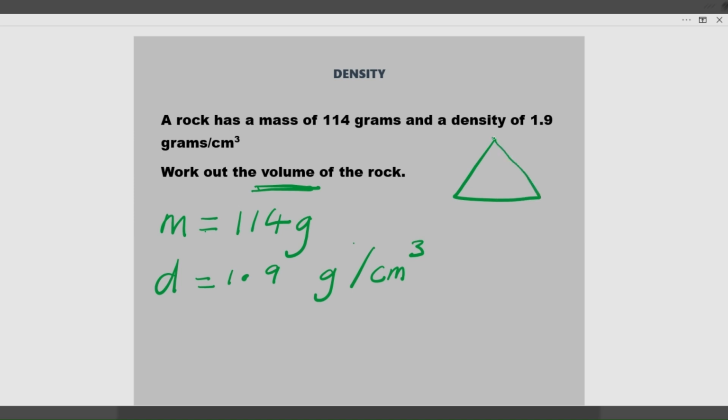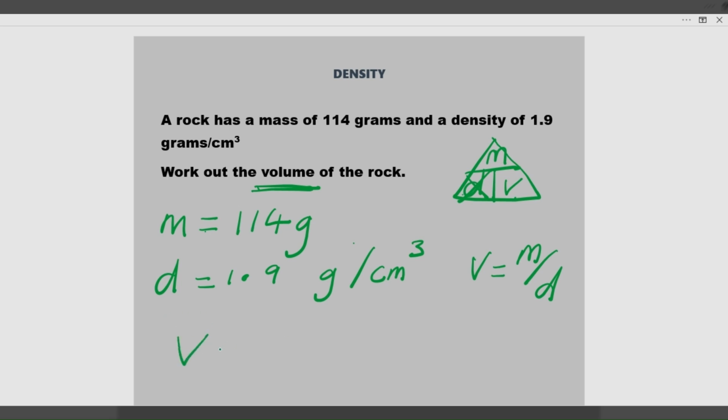Now we're going to go with this formula, so D = M/V. Density is equal to mass over volume, so volume is equal to mass over density. So we're going to go with that one. Volume is equal to mass divided by the density.